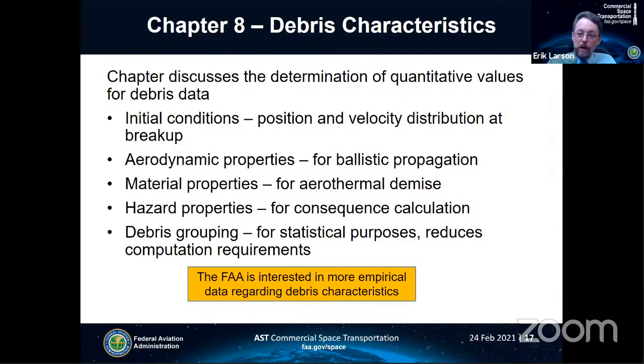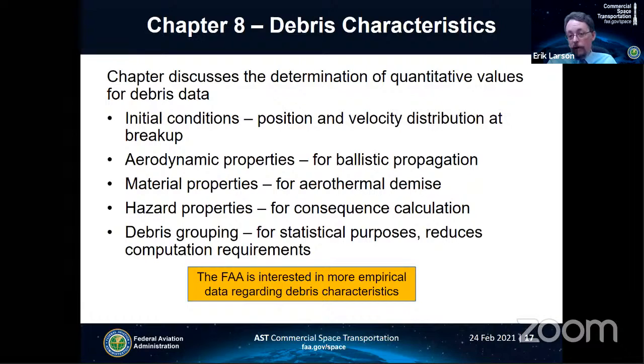Need material properties when you're dealing with aerothermal demise. That is not always needed for cases that don't change properties during propagation. So material properties can also be important, say, for solid propellants that may still be burning. Then the properties that are required to characterize the hazard. So what is the mass, the area upon impact, which affects the calculation of consequences to people in buildings and structures, and also to critical assets. So those are the four areas that need to be quantified in order to do a high fidelity flight safety analysis.